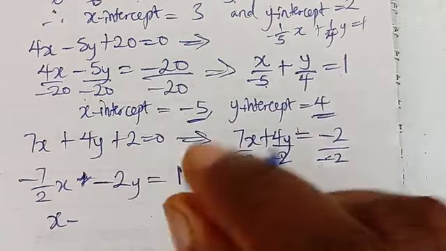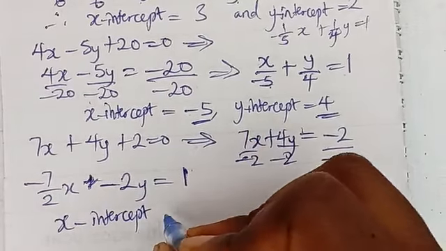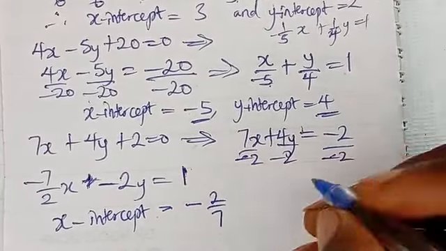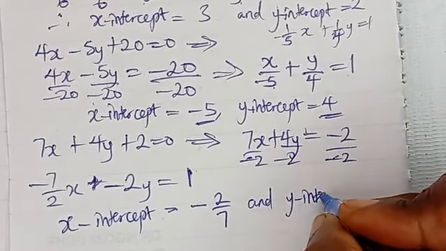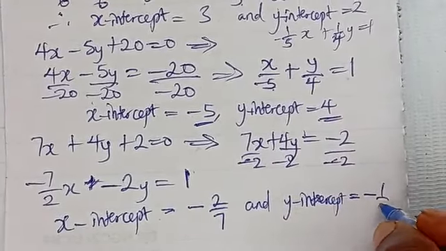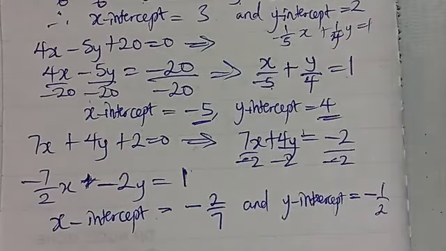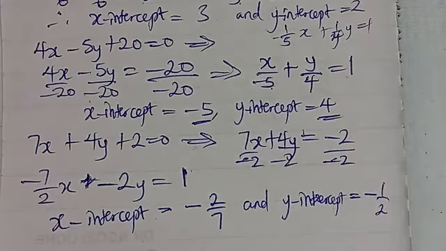So x-intercept is equal to negative 2 over 7. And for y-intercept is equal to negative half. Right? That's the inverse of this. Okay, so with this, you just have to go on and practice some more until this method, this new thing we've just learned, becomes a great part of you.